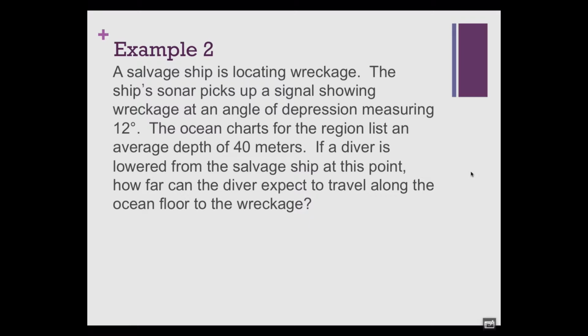So you're out on the ocean, you're like, hey, here's where I am. Let's see what the average depth here is. My chart says it's 40 meters. It's accurate, isn't it?